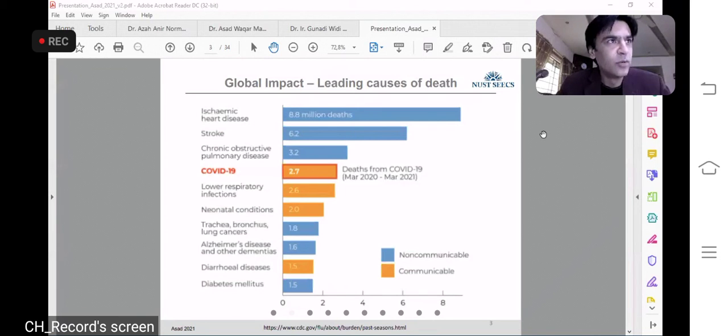If you see this global impact on leading causes of death, heart disease is 8.8 million so far. Stroke is 6.2 million and other pulmonary diseases 3.2 million. Apart from that, COVID is actually leading and it is in the fourth place, right? And this is the data till March 2021. So 2.7 million people have died so far because of this COVID pandemic. What was the reason? Because we were not fully prepared, right? In 2019, 55.4 million died across the globe, right? So this is the indicator to give us the impact of this pandemic.